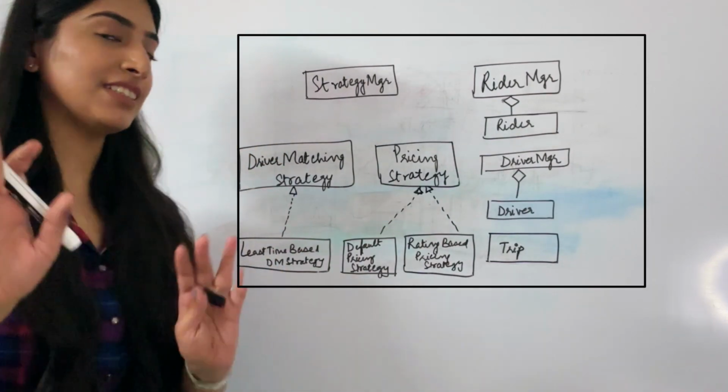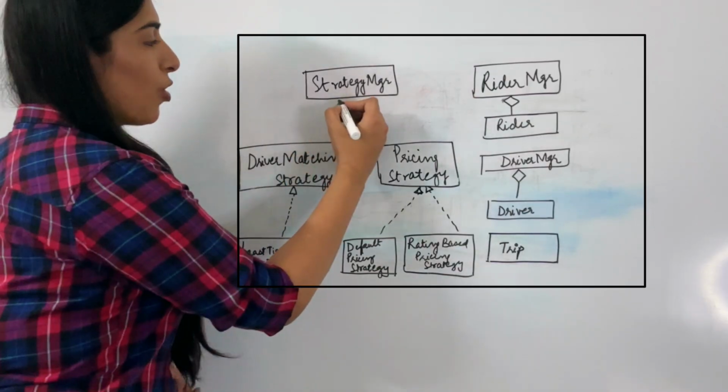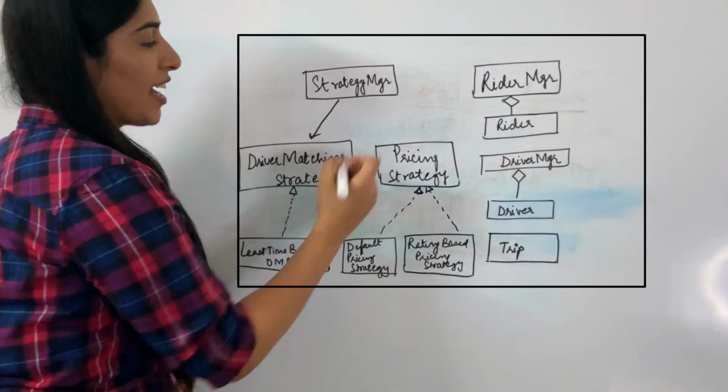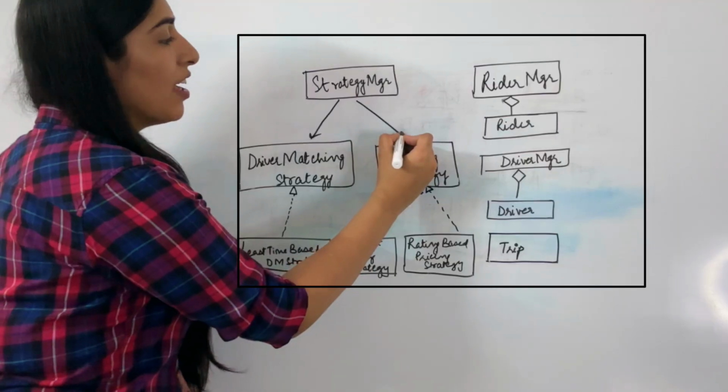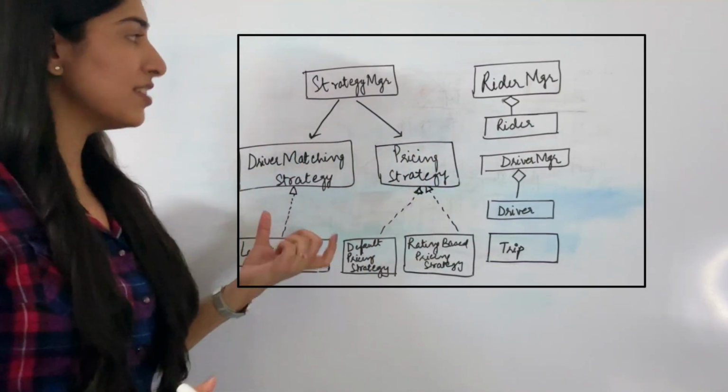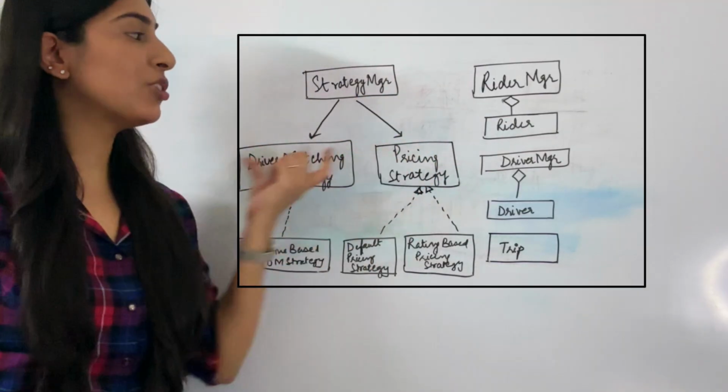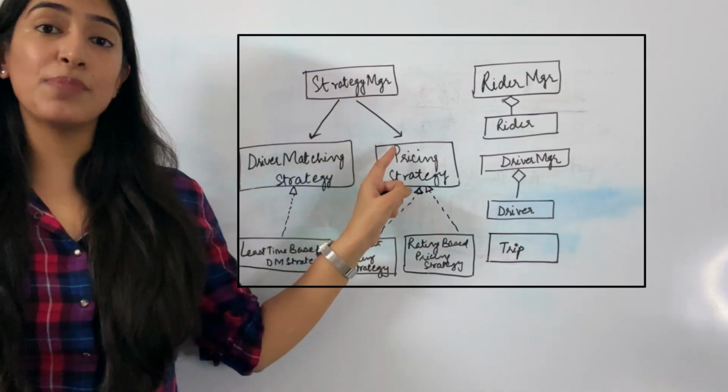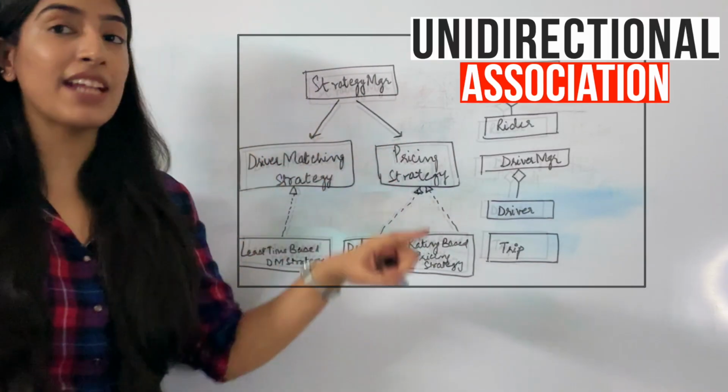If it is not clear, just stay with me. So our strategy manager should obviously be able to call the driver matching strategy and the pricing strategy, which are basically interfaces, but strategy manager should be able to call them. So what is this relationship again?